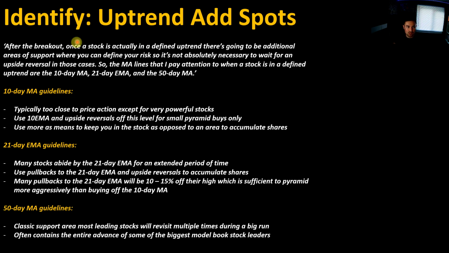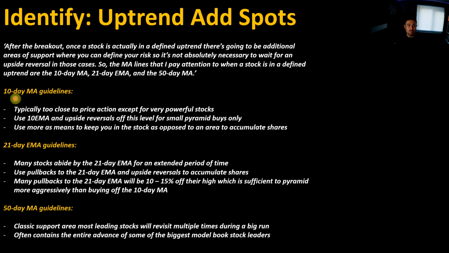So, upside reversals. Uptrend add spots. After the breakout, once a stock is in a defined uptrend, there's going to be additional areas of support where you can define your risk, so it's not absolutely necessary to wait for an upside reversal in those cases. So the moving average lines that I pay attention to when a stock is in a defined uptrend are the 10-day moving average. On my charts, I use the 10 EMA. So even when I'm doing these video presentations, I don't like to change my moving averages because I want to see everything how I see it. 10-day moving average, 21 EMA, and the 50 moving average.